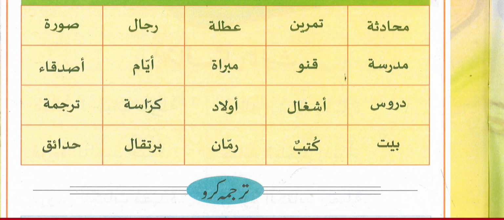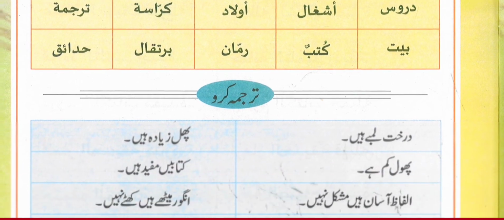تلك كراسة, that is a notebook. هذه ترجمة, this is a translation. ذلك بيت, that is a house. تلك كتب, those are books. هذا رمان, this is a pomegranate. ذلك برتقال, that is an orange. هذه حدائق, these are gardens.